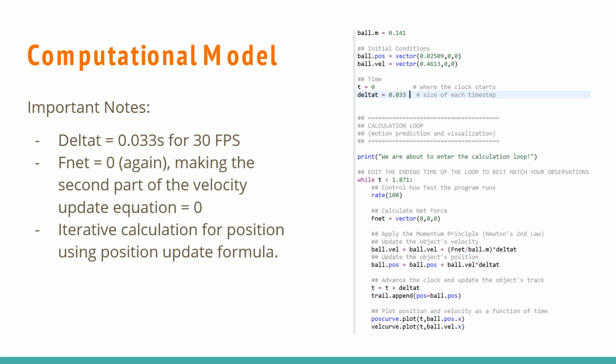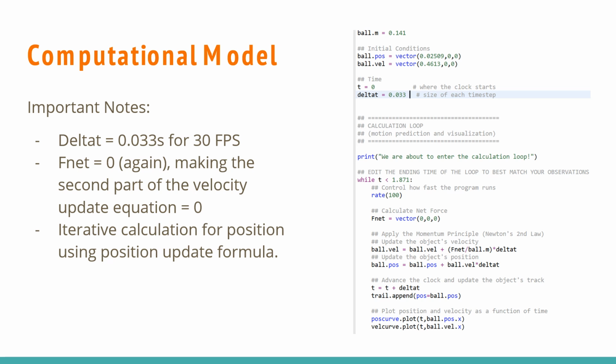Now that we have our initial conditions, we can finally make our computational model. To start, we can see that the initial conditions we found on the last slide are in the top right corner here under ball.pos and ball.vel. We can also see that delta t is equal to 0.033 seconds. This is because Tracker runs at 30 frames per second, and each frame was 0.033 seconds away from each other, making delta t our time step. Fnet is 0, again, making the second part of the velocity update equation 0, allowing the ball velocity to stay constant throughout the entire time the computer program runs.